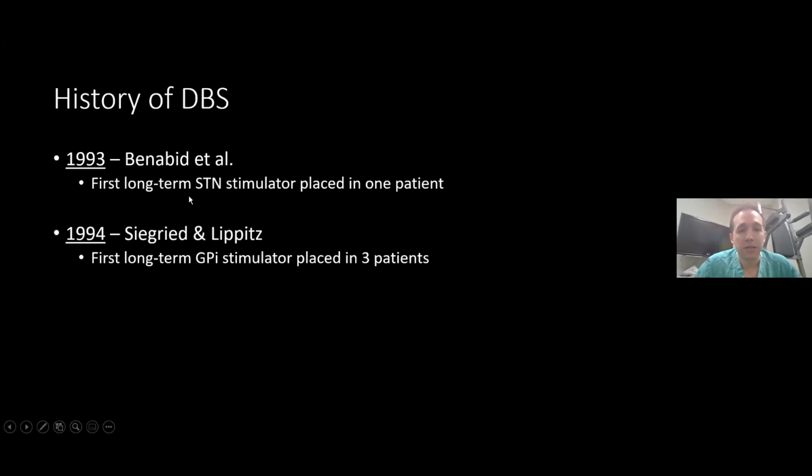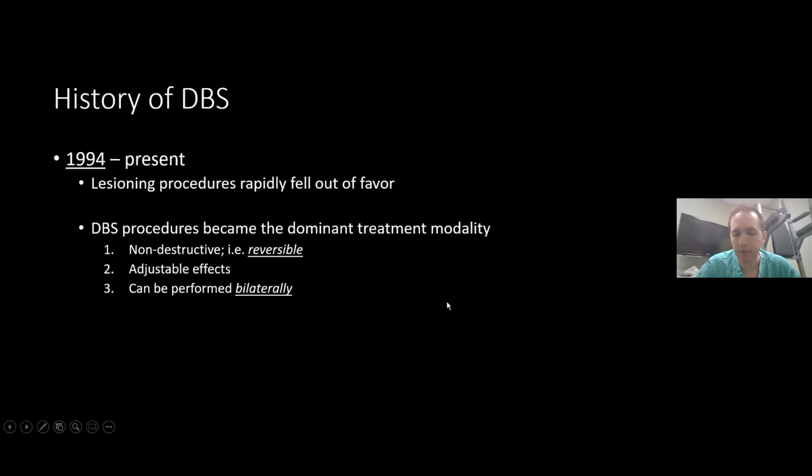So in the 90s, Benabid again did the first subthalamic nucleus DBS placement in one patient, and then the following year, a GPi stimulator was placed. And these are long-term stimulators, not the one-time stimulation in the operating room testing that had been done previously. And this is what began this process of DBS. I think Michael J. Fox actually got his thalamotomy just a little bit after this, so it was still in this very experimental stage. And I'm not sure how I'd feel myself undergoing experimental surgery. But basically after this point, lesion procedures kind of went away.